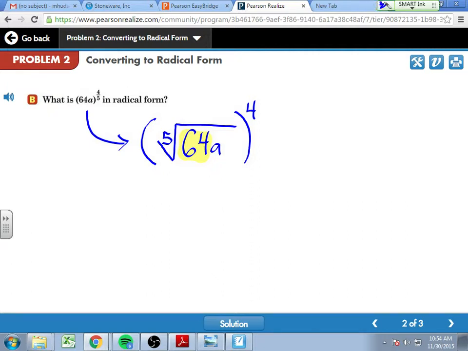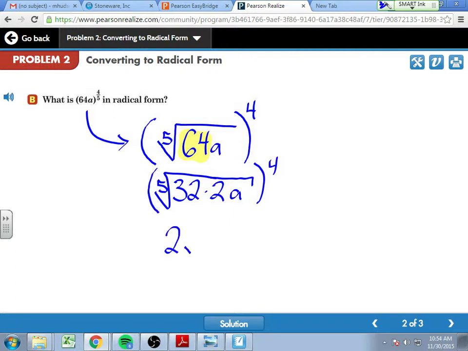So instead of using 64, we're now going to make this the 5th root of 32 times 2 times a, all to the 4th power. 32 now can get pulled out and become 2 in front of my parentheses. I now have 2a inside my radical. Sorry, I meant in front of my radical. And now all of that to the 4th power. So that's just 16.